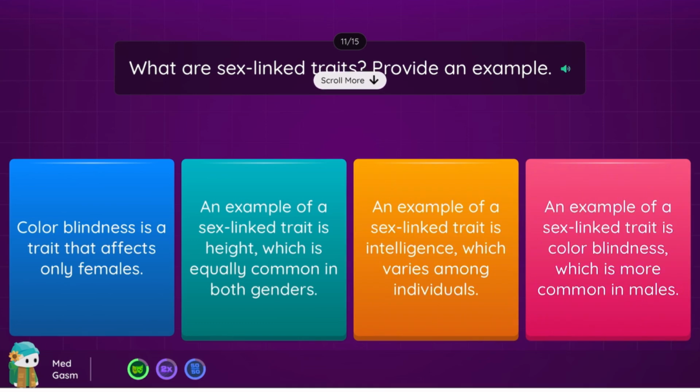Option 3. An example of a sex-linked trait is intelligence, which varies among individuals. Option 4. An example of a sex-linked trait is color blindness, which is more common in males.